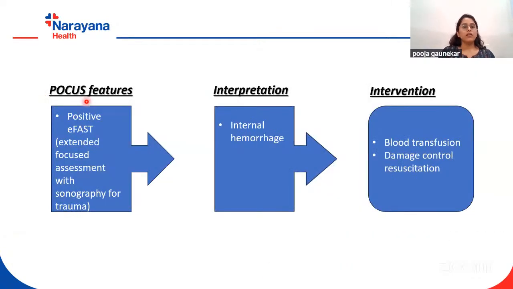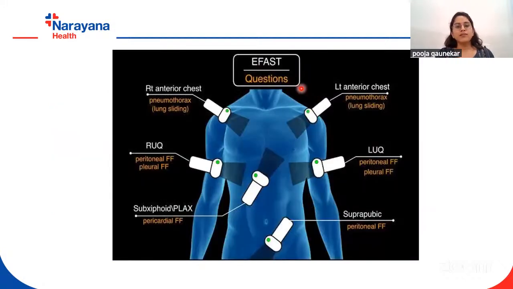Okay. Next, if you find positive EFAST images, so we'll come to each one subsequently. Positive EFAST is suggestive of anytime we need to give blood transfusion and do damage control resuscitation. So EFAST, what are the various probe positions from where we can do EFAST?